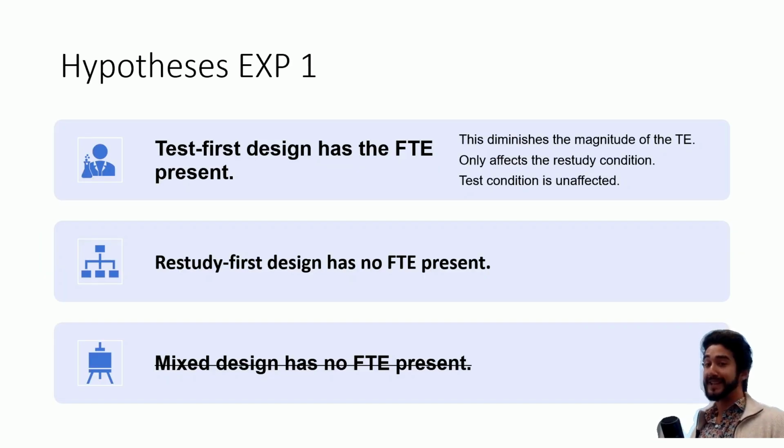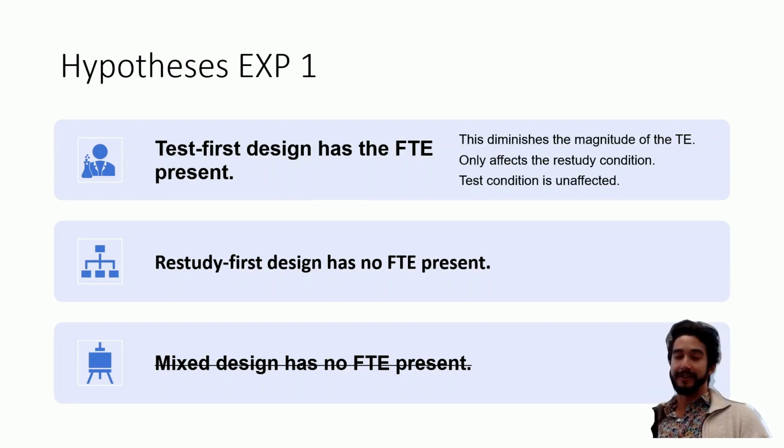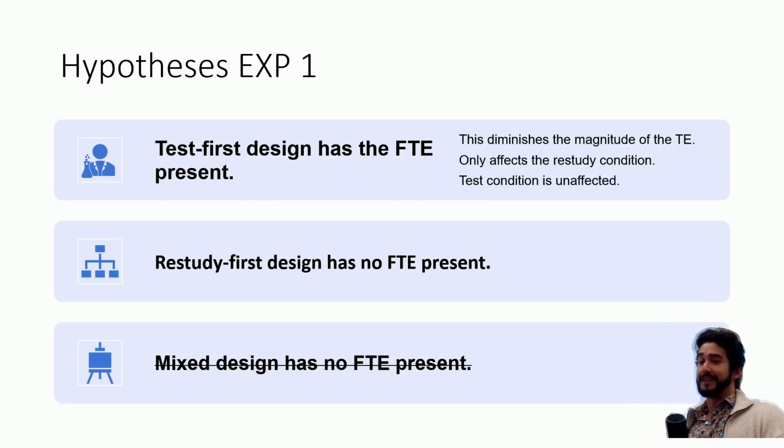So based on these observations, we can make several hypotheses. The first is that in the designs where test first training is used, the forward testing effect will be present, so it will enhance the recall of those restudied items. And so this is what will diminish the testing effect, and it will only affect the restudy condition, and the test condition will be unaffected because of this.